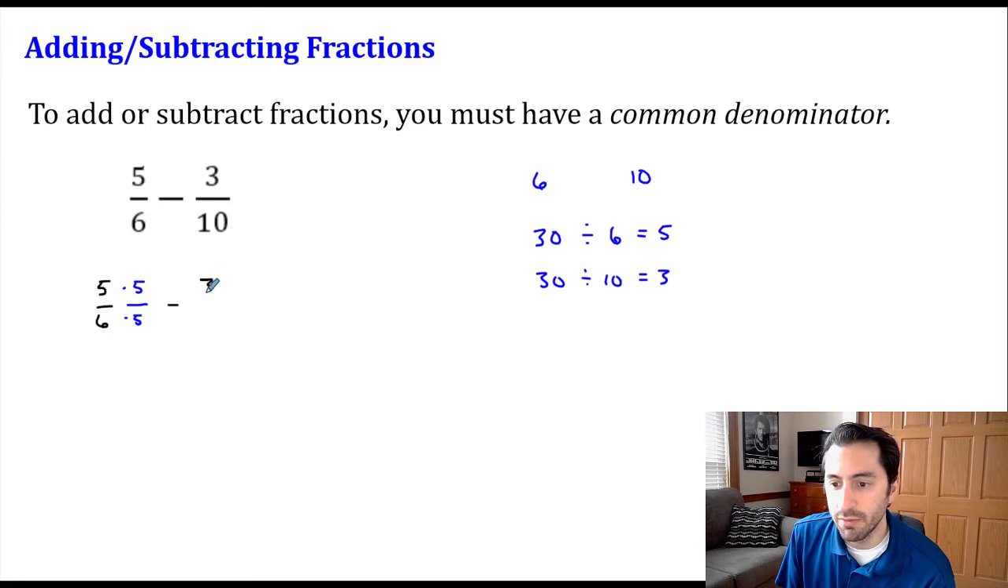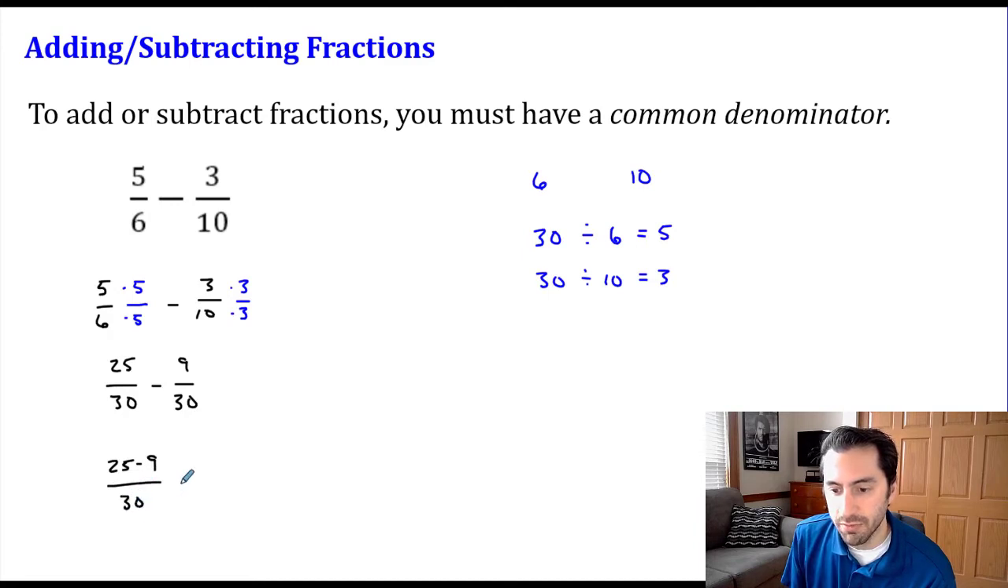And then we have minus 3 over 10. And for this fraction, we're going to multiply the numerator and the denominator by 3. So what we end up with is 25 over 30, and in my second fraction, 9 over 30. And now that they have the same denominator, we can subtract these, right? They have the same size. So 25 minus 9, now we're just combining together the numerators. The denominator will stay the same. That's going to be 16 over 30.